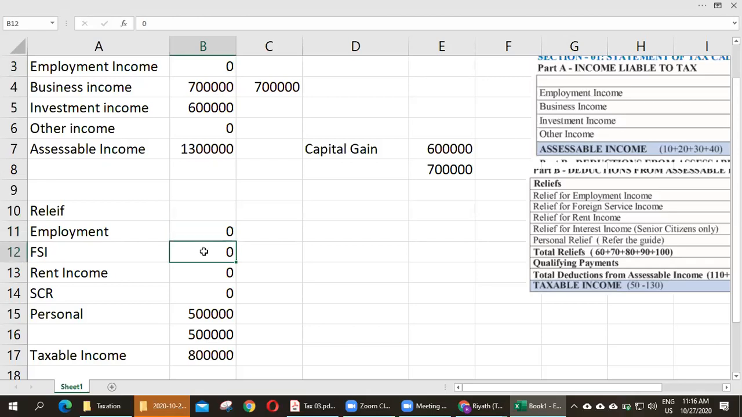And foreign service income, he does not have any foreign service income. Therefore, he is not entitled to this. And rent income, he does not get any income from rent. So therefore, he is not entitled to claim 25% of the total income. Therefore, 0. He is not a senior citizen. Therefore, that is there.